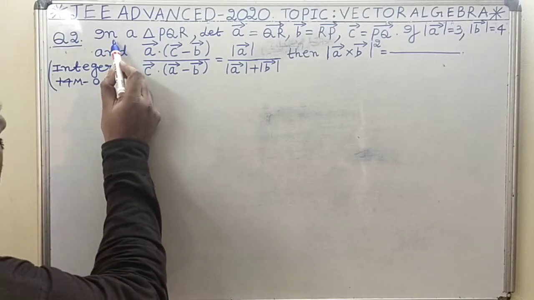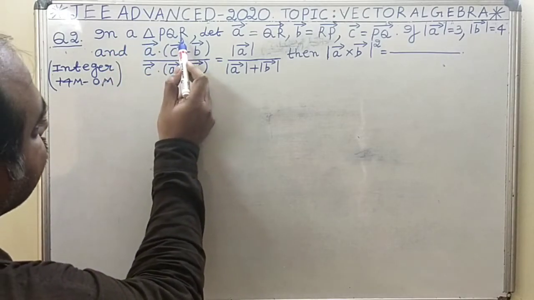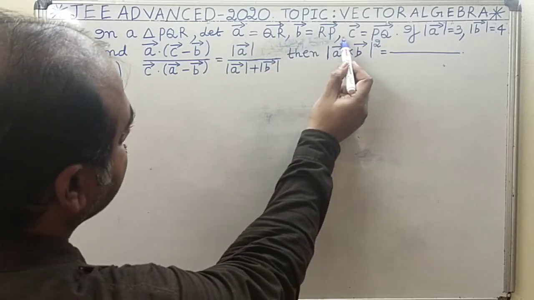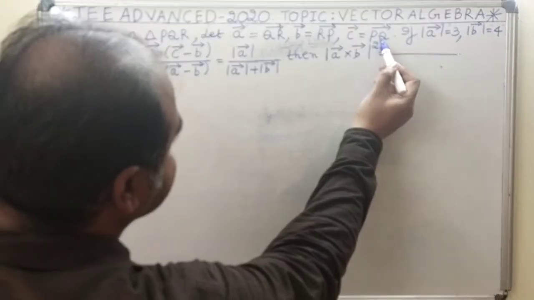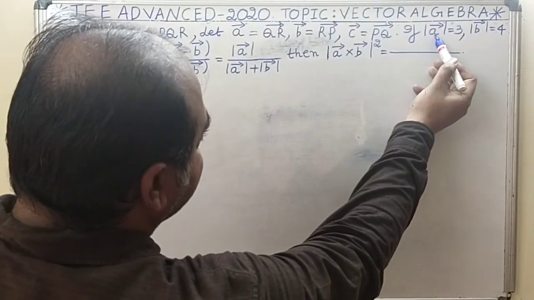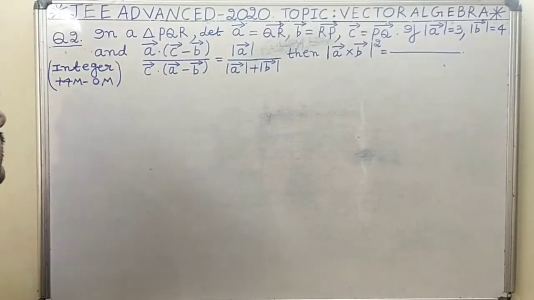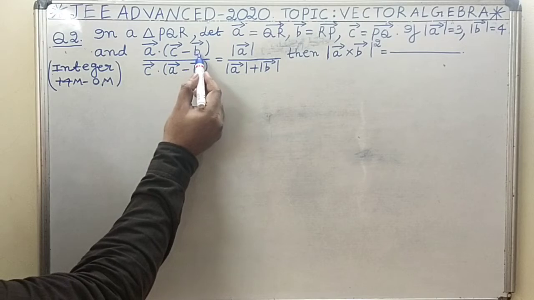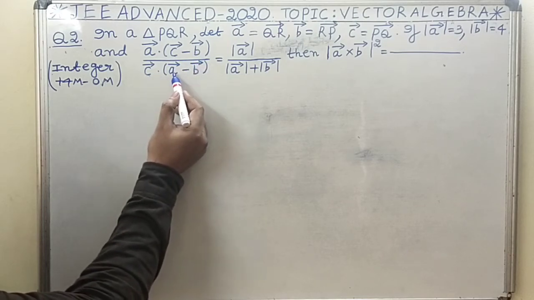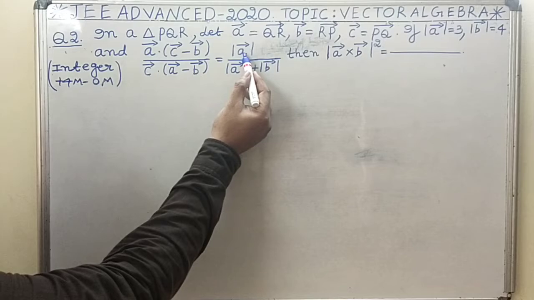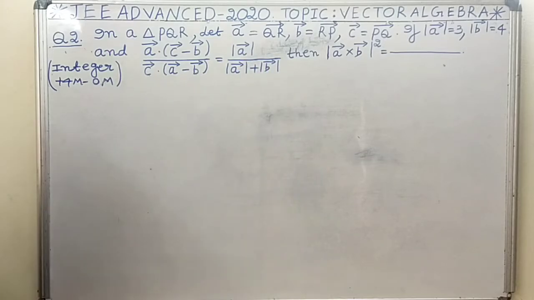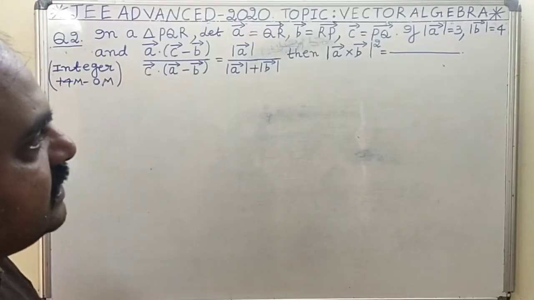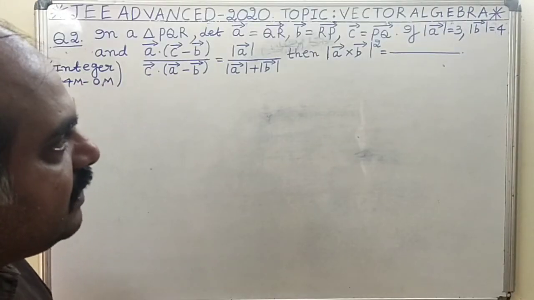The question given is: in a triangle PQR, let A bar be QR bar, B bar be RP bar, and C bar be PQ bar, the side vectors. The magnitude of A bar is given, the magnitude of B bar is given, and one condition is given: A dot (C bar minus B bar) divided by C bar dot (A bar minus B bar) equals modulus A bar divided by modulus B bar. Then he is asking the value of modulus A bar cross B bar, whole square.